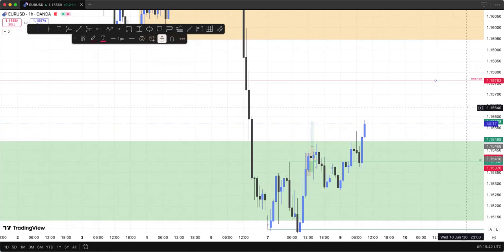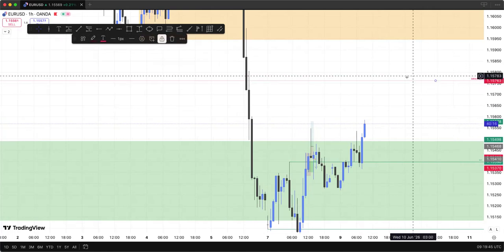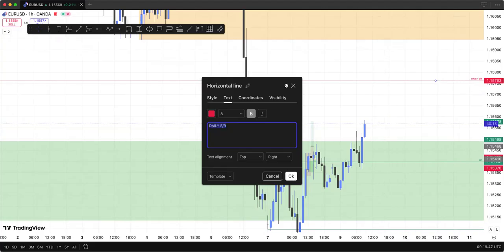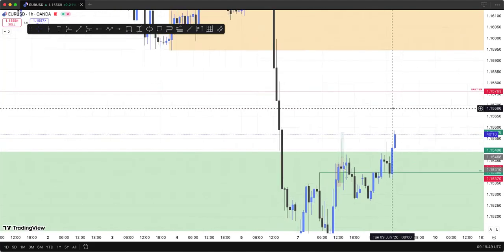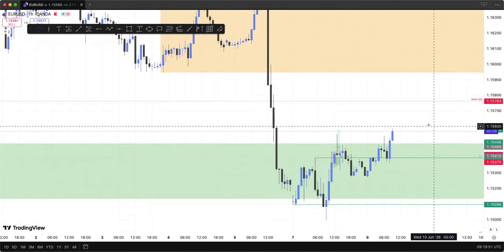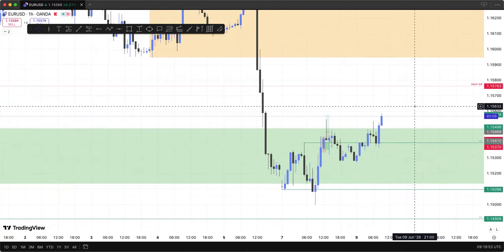is this daily support or resistance. Okay. Yeah, so we are still in the bullish bias for EURUSD. Okay, so let's go to XAUUSD.